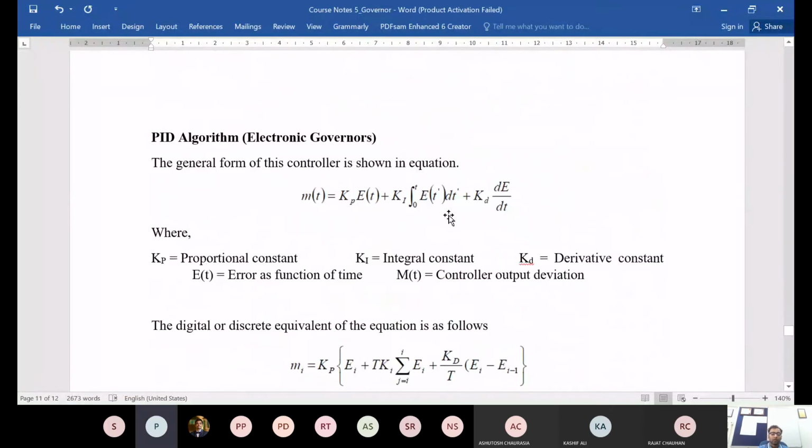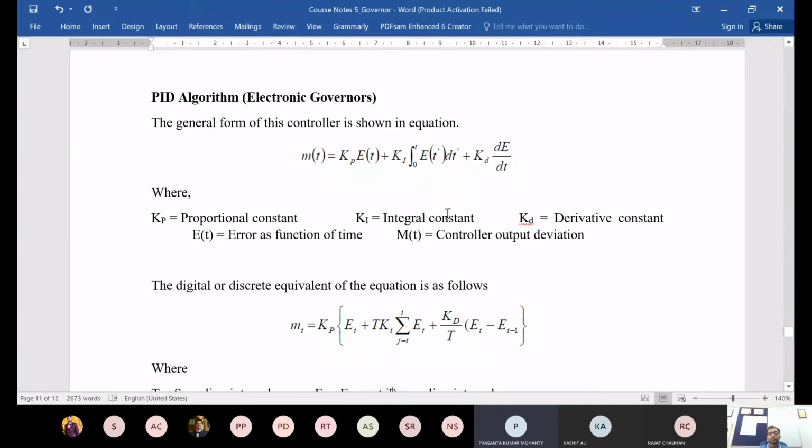Sir, this is Prashant. Yes, Prashant, please go ahead. Sir, in that digital or discrete equivalent, in the integral part, the summation is from j equal to i to i. No, that is, I think, a mistake. It should be j equal to the previous time instant, from wherever you are setting the reference. So what should we write, sir?